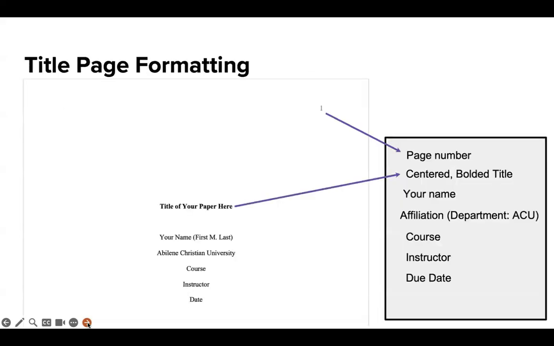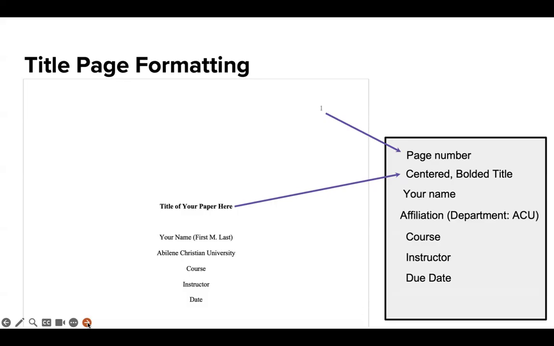For the title page, I mentioned a minute ago that you're going to have a page number on the title page in APA. It's going to be page 1, and that's not something you have in all formats or in all writing settings. So again, it's in our template. If you use our template, it's there already.